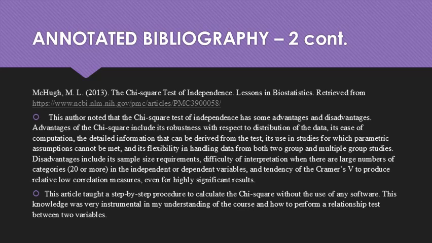Disadvantages include its sample size requirement, difficulty of interpretation when there are large numbers of categories, 20 or more, in the independent or dependent variables, and the tendency of the Kramer's V to produce relatively low correlation measures even for highly significant results. This article taught a step-by-step procedure to calculate the chi-square without the use of any software. This knowledge was very instrumental in my understanding of the course and how to perform a relationship test between two variables.